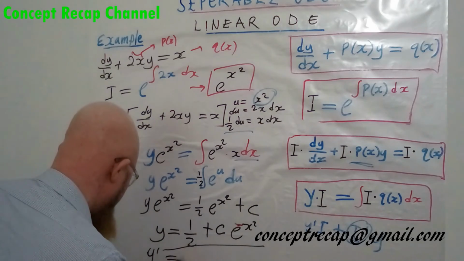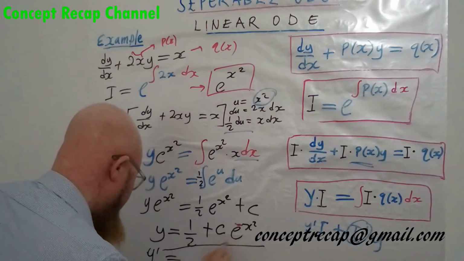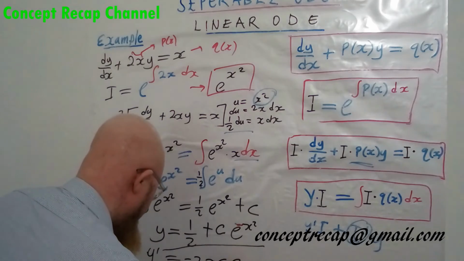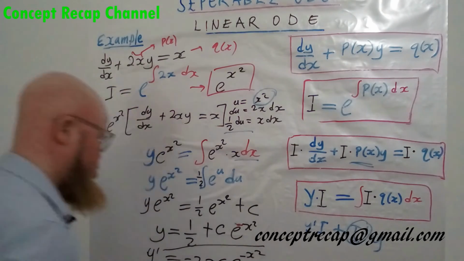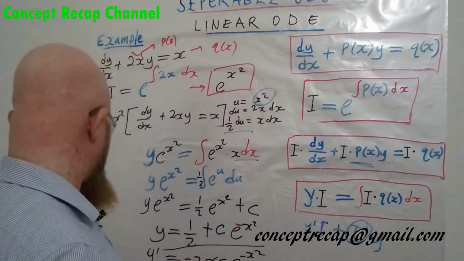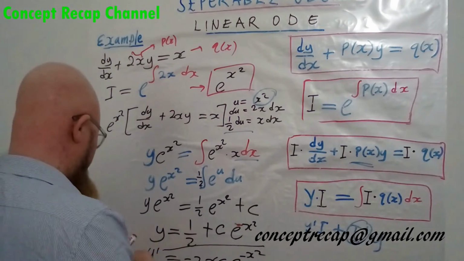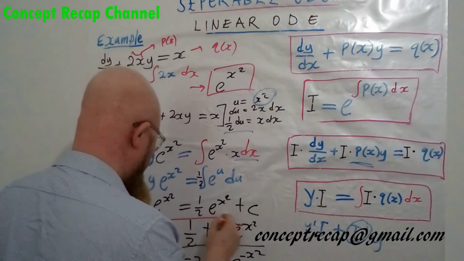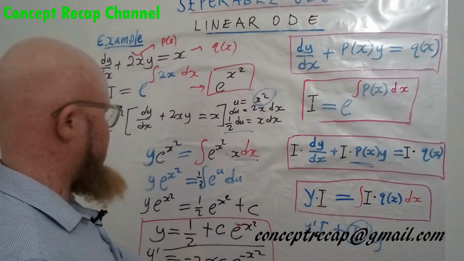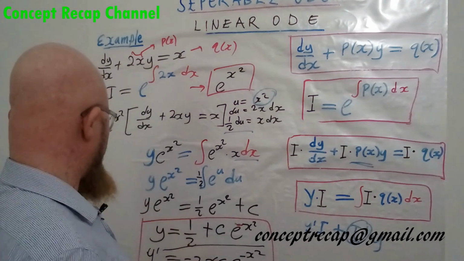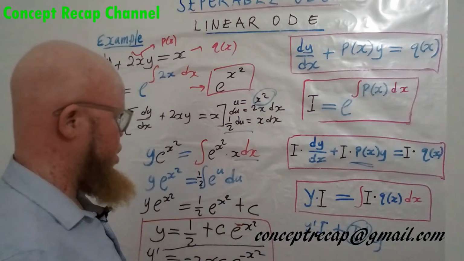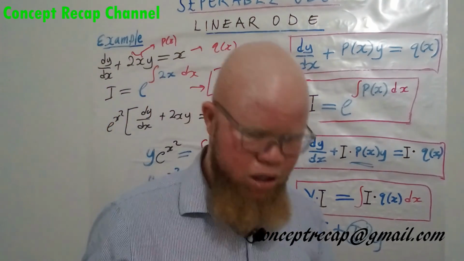So y prime will be minus 2x c e to the power minus x squared. You can check how you just differentiate this. If you differentiate that, you get these two things that help you to prove. Where there's y prime in the equation, you substitute this. Where there's y, you substitute this. You find that it gives you x. That means it's indeed a solution. I did check, and it's a solution.